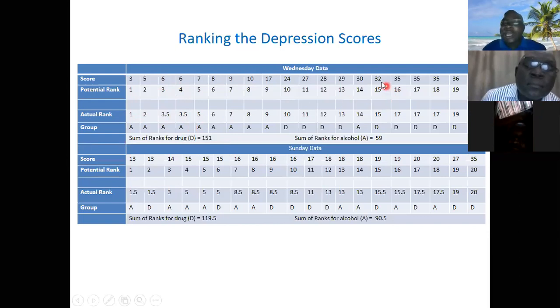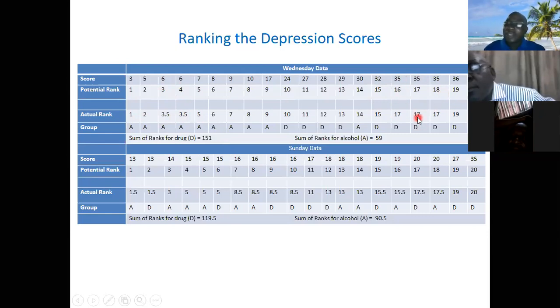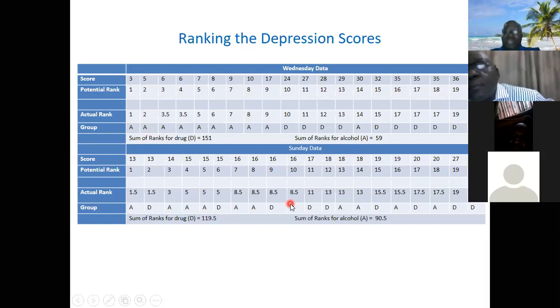When you come to this one, the 35, 35, 35, and the ranks are 16, 17, 18. You add the 3 together and divide by 3, which gives you 17. So 17 is the average, and you now give all of them 17, 17, 17. So that is the actual rank. It's the same thing you do for Sunday also.